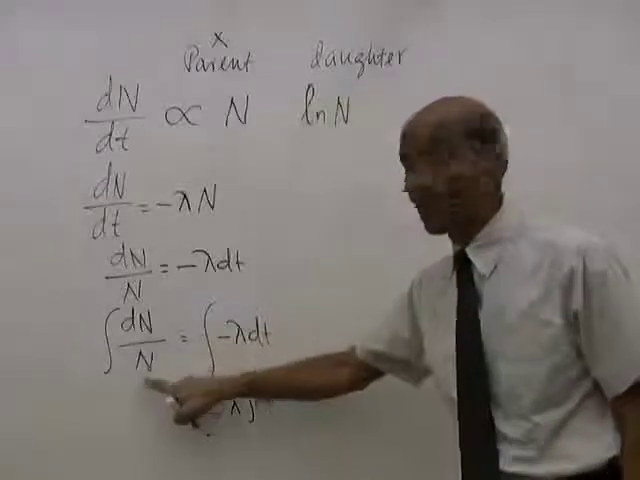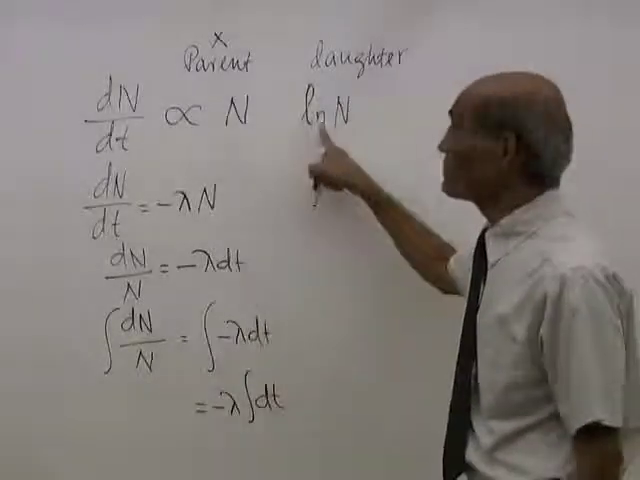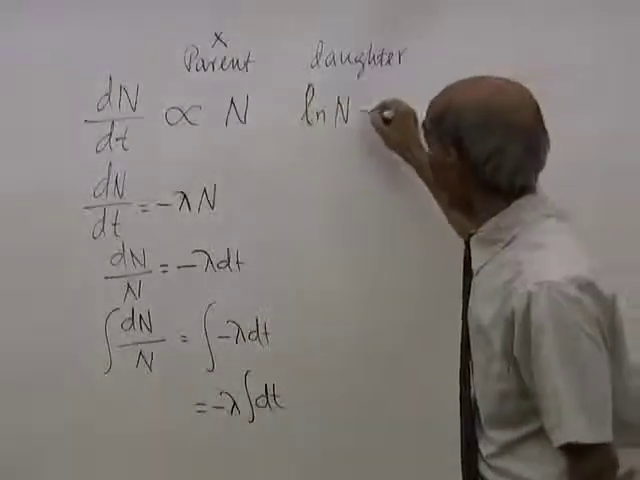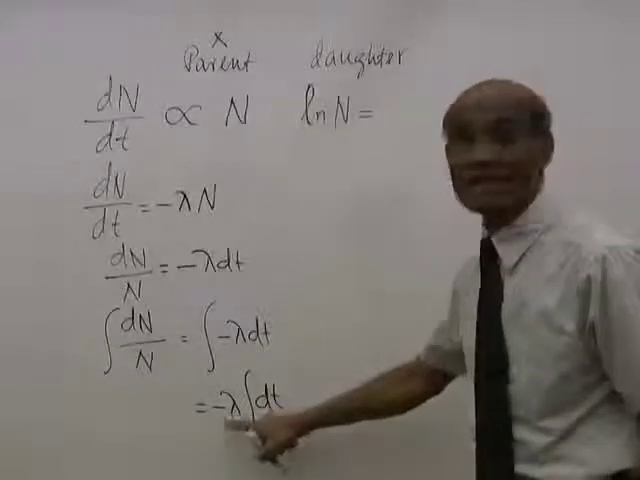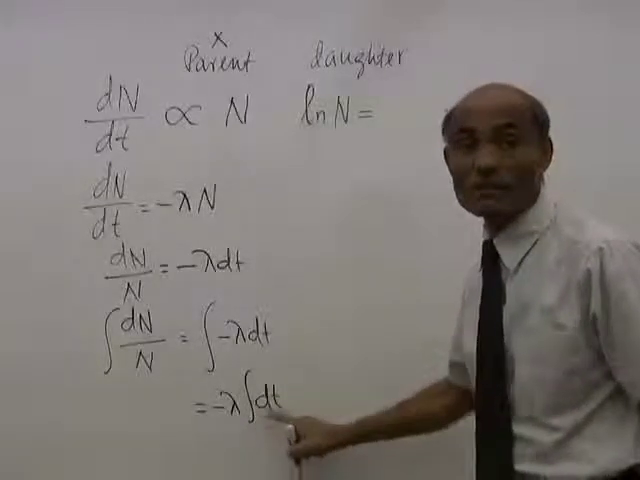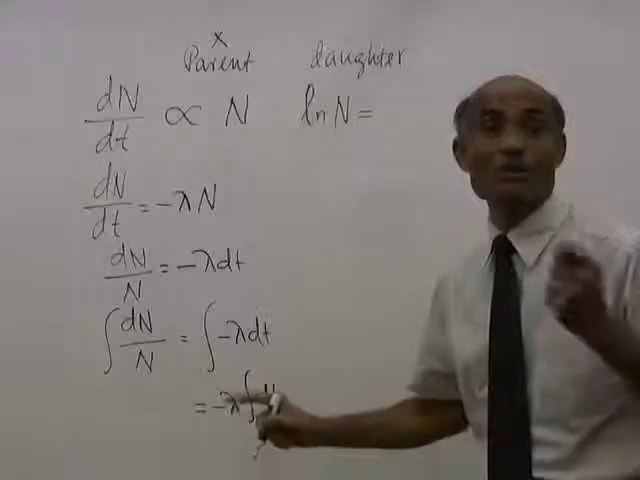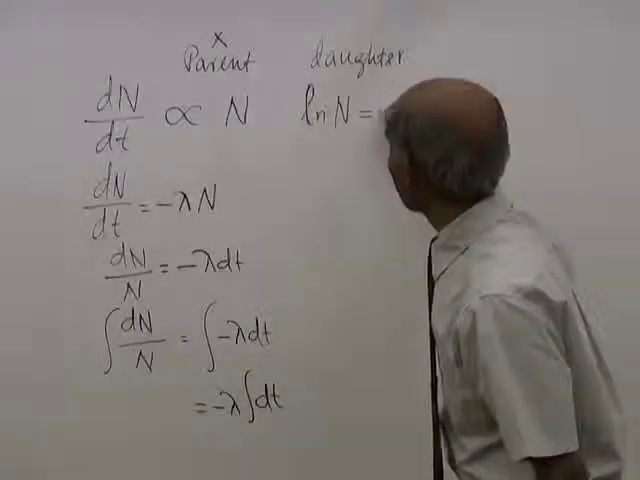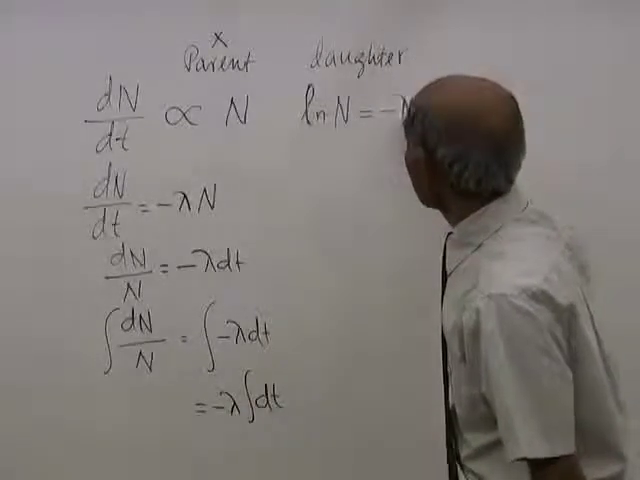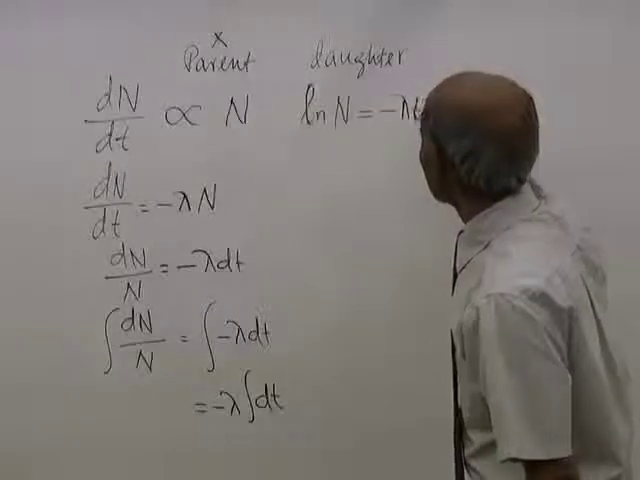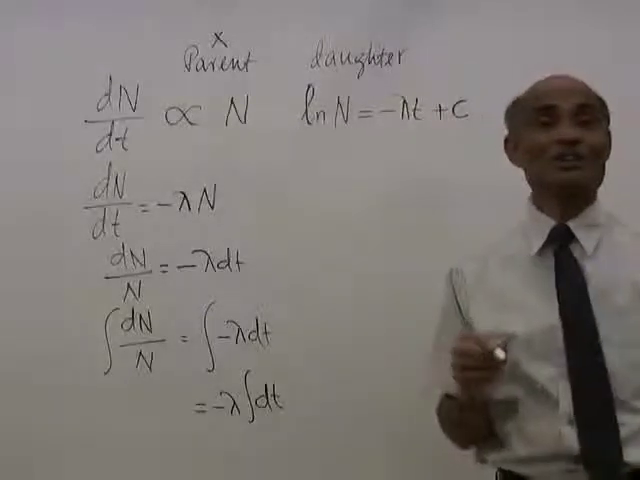So the integral on the left side will give you ln n. And what is the integral on the right side? Negative lambda times integrating dt will give you t. So that will be negative lambda t. Of course, we need to add the constant of integration.